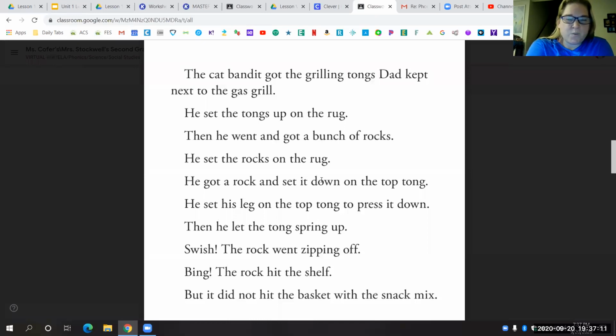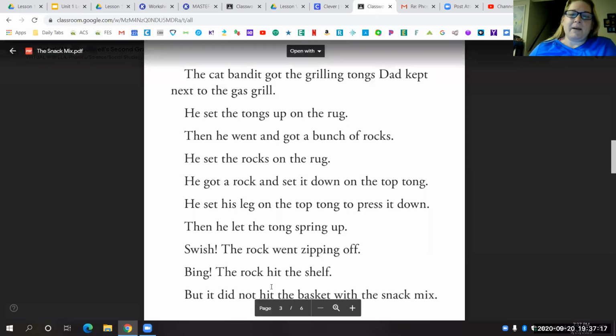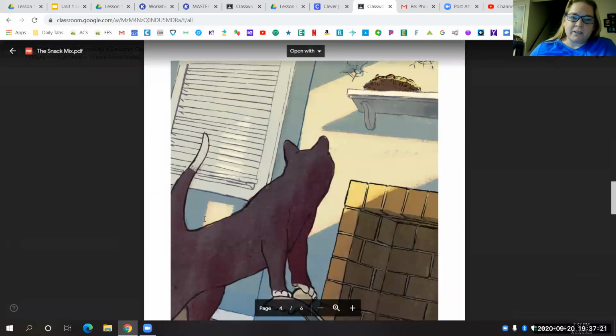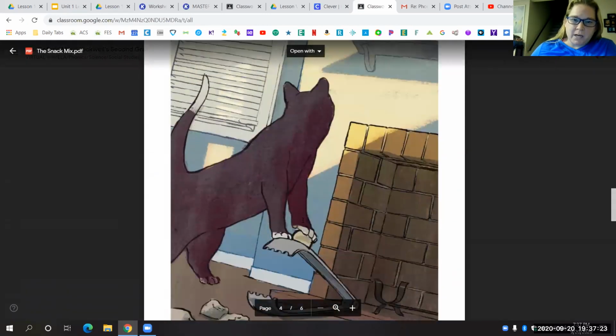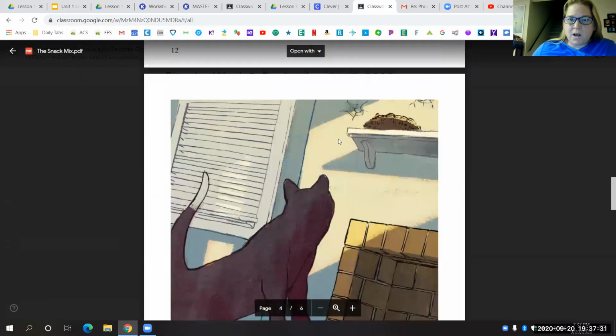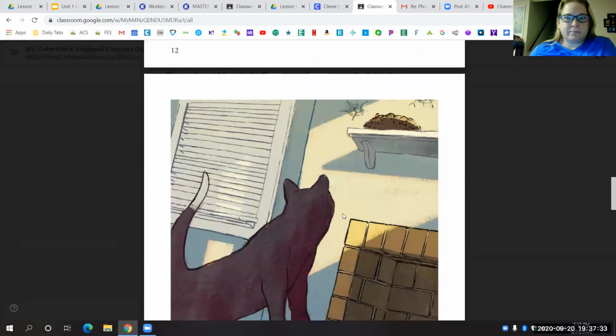Swish! The rock went zipping off. Bang! The rock hit the shelf, but it did not hit the basket with the snack mix. Look at the picture. Look, see how he's doing it? He's putting the rock here, and he's pushing down with his little paws, and when he lets go, it springs back up, and look what it's doing to the wall. It's putting holes in the wall.